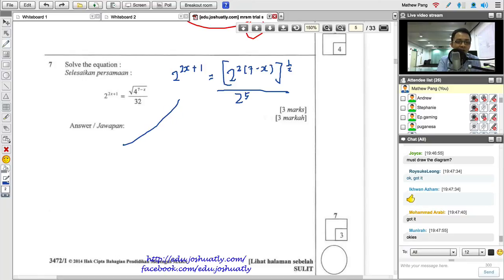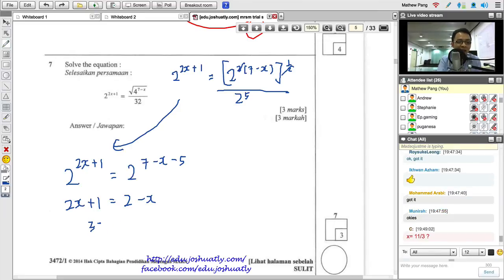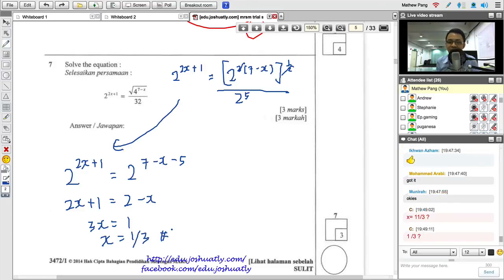So 2 power of 2x plus 1 will equal, the 2 and the 2 here can cancel. So it'll be 2 power of 7 minus x minus 5, because we divide 2 power of 5, right? So it'll be minus 5. So therefore, 2x plus 1 will equal 7 minus 5, which is just 2, minus x. Alright, so 3x will equal 1. x will equal 1 over 3. Alright, simple. This is just indices. It does not have log, and no need to do any substitution. Alright. That's all.